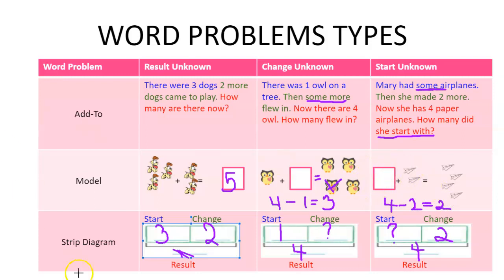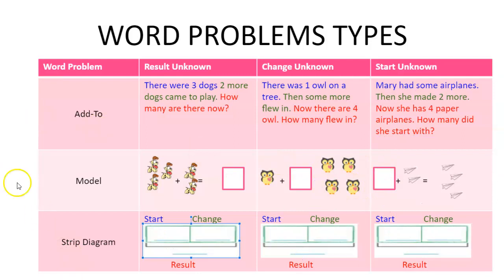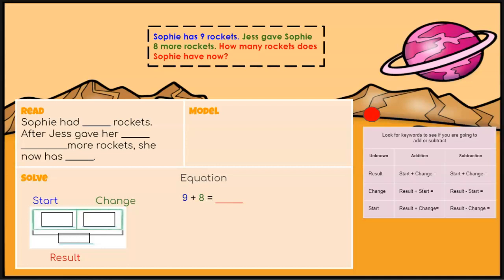Okay, let's go ahead and practice some more. We're going to practice with 3 other examples. Okay, so read the problem with me. Sophie has 9 rockets. Jessie gave Sophie 8 more rockets. How many rockets does Sophie have now? So let's go ahead and break it up. This is called a problem-solving board, and we use it to break down the information that we have read and analyze what we have read and model what we are understanding from the word problem.